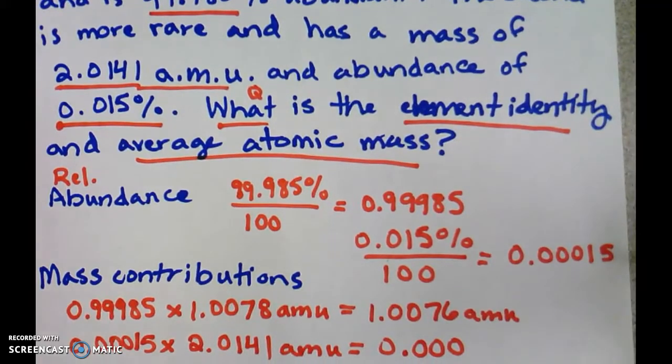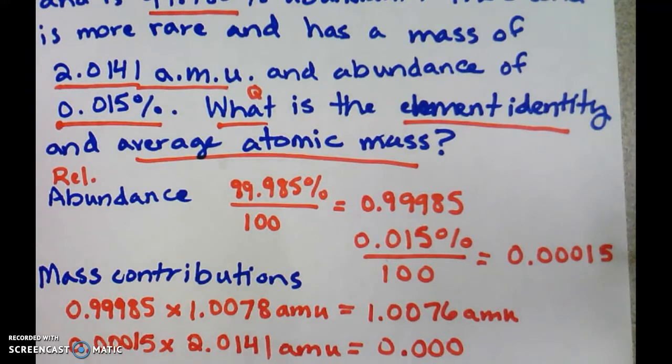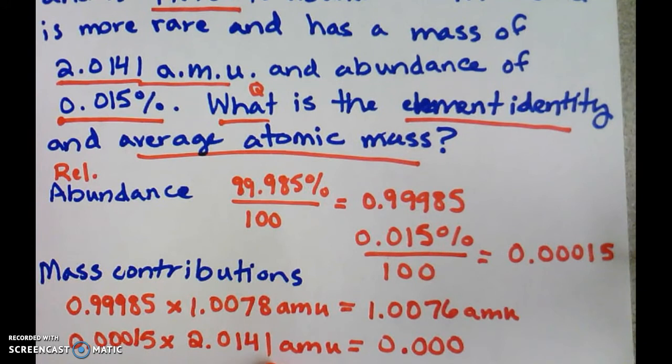Sorry about that, the lights just went out on me. Back to what I was saying, the mass contribution we get from the second isotope should be 0.00030 AMU. Okay.